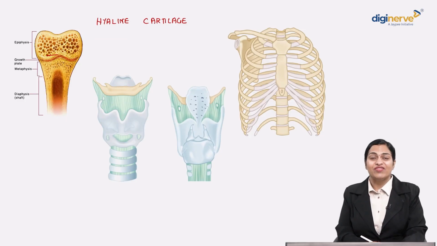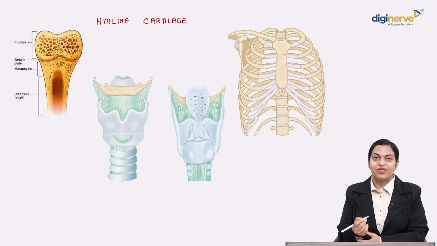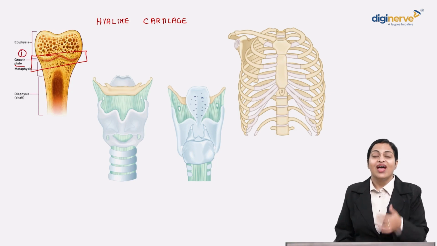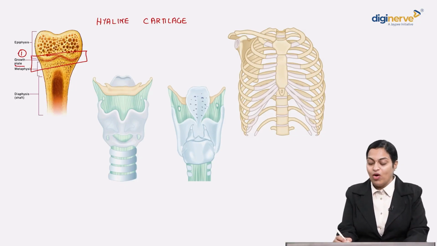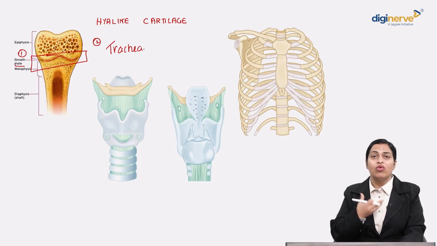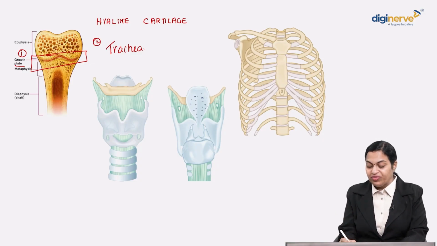What are the areas where you find these cartilage types? Okay, hyaline cartilage, the best example is the epiphyseal growth plate, right? And then, can you put your fingers over the trachea and feel? That's also made up of hyaline cartilage. Right? Hyaline cartilage is more rigid, strong, isn't it? It can calcify and ossify also.